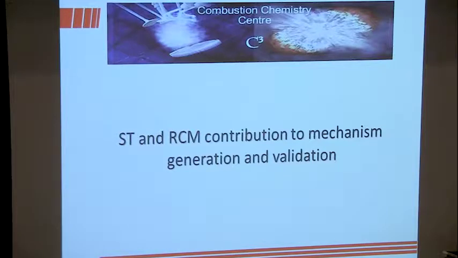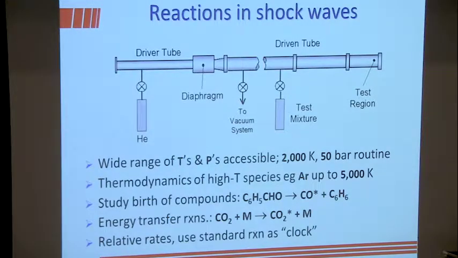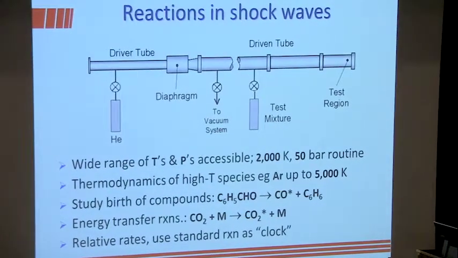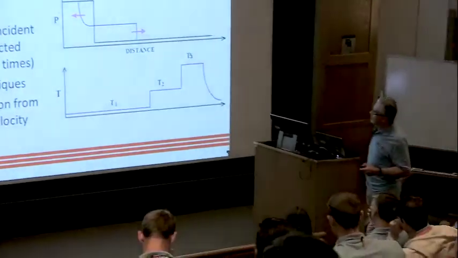Okay, so that's rapid compression machines. What about shock tubes? Shock tubes are facilities. You've got a driven section and a driver section, separated by a diaphragm. And they can measure wide ranges of temperatures and pressures, up to 2,000 Kelvin and 50 bar are routine. So let's look at it.